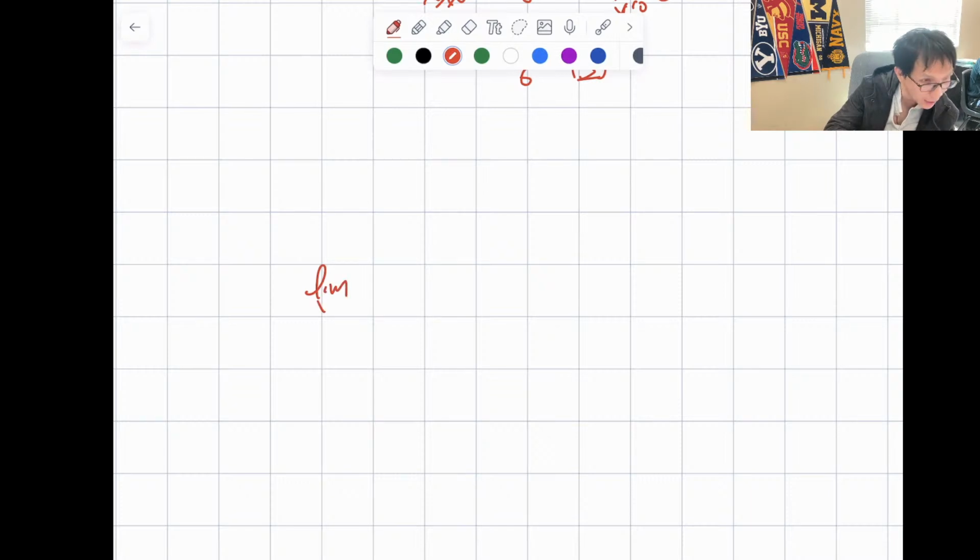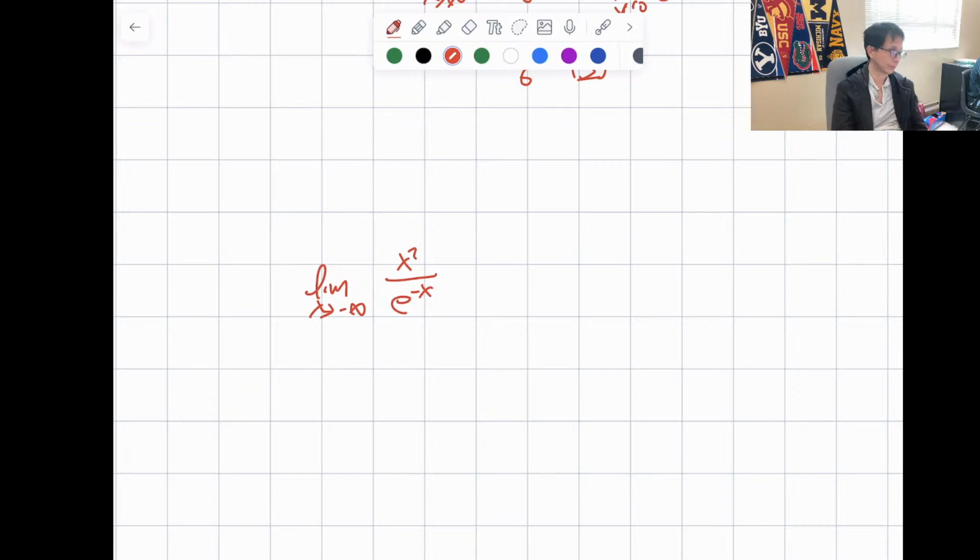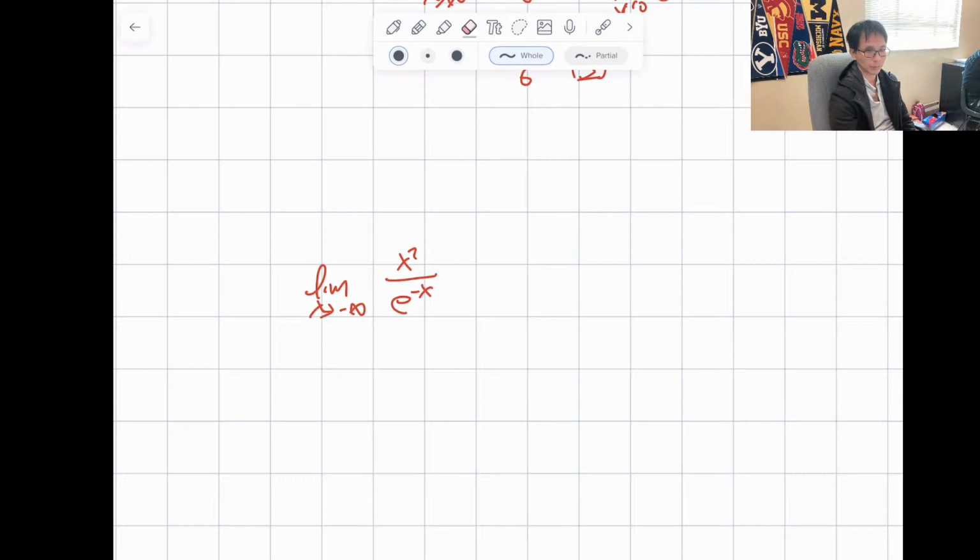The limit as x approaches negative infinity of x squared over e to the negative x. Because something over infinity is just going to be 0, so both of these just become 0. Negative infinity. Does that make sense? If you see this case, what kind of indeterminate form is it?